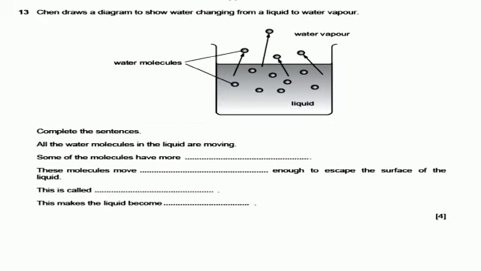Here the diagram is showing water changing from a liquid to water vapor. Complete the sentences. Some of the molecules have more energy. These molecules move fast enough to escape the surface of the liquid. This is called evaporation. This makes the liquid become cooler. You can write gas, and water vapor will be right, or cooler will be right.